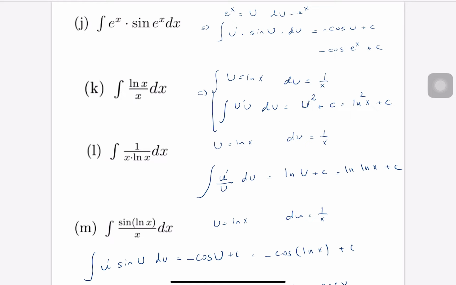1 per x ln x. Okay, ln x is the u, then du is 1 per x. Then I can say this is the u prime, and 1 per ln x is the u, then will be u prime per u, and the integral of u prime per u du will be ln u plus c. And then we put, instead of u, ln x, then will be ln x plus c.